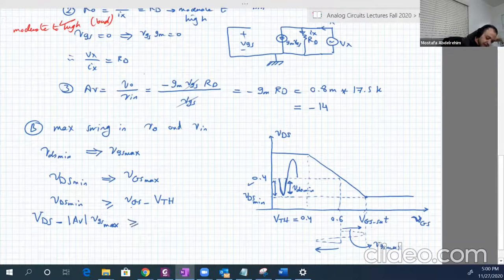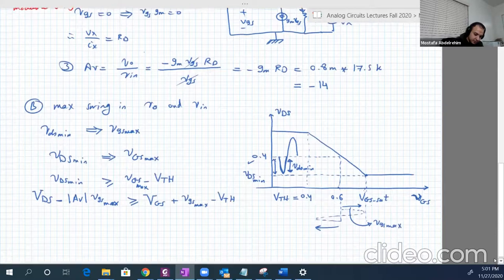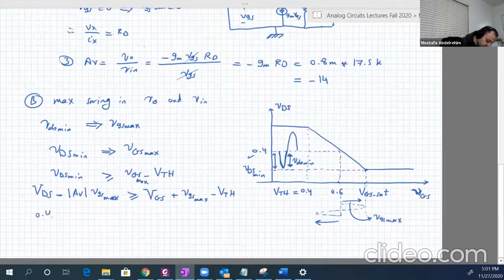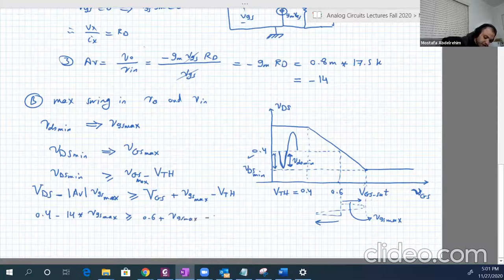Larger than VGS, V small GS capital, this is VGS maximum here, equal to V capital GS capital, the operating point of VGS, which is 0.6, plus V small GS small maximum, minus V threshold. This is 0.4. This is how much? Minus 14, so it will be 14, multiplied by VGS maximum, which we want to determine, larger than or equal to VGS capital, which is 0.6, plus VGS small maximum, minus V threshold, which is 0.4.